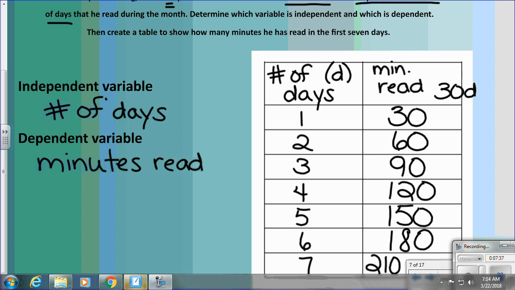And from there, you could answer questions about it and just say, how many minutes did Marcus read in 4 days? You would say 120 minutes.